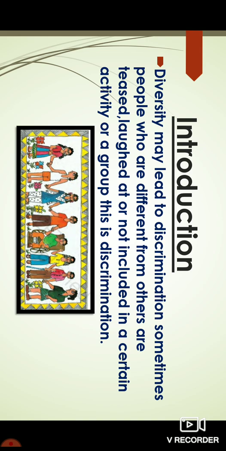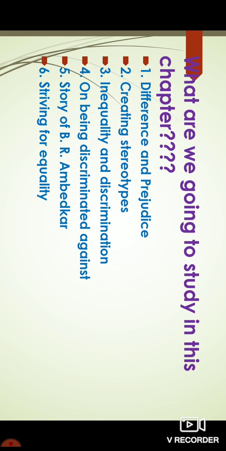This is discrimination. That means, in short, we are boycotting someone from coming to gatherings, or we are teasing him on the basis of his caste, religion, race, sex, anything. Okay. Now, what are we going to study in this chapter?